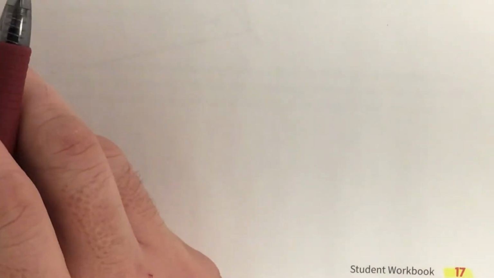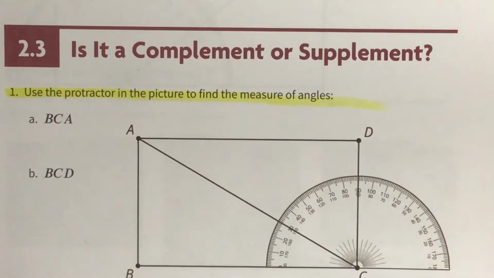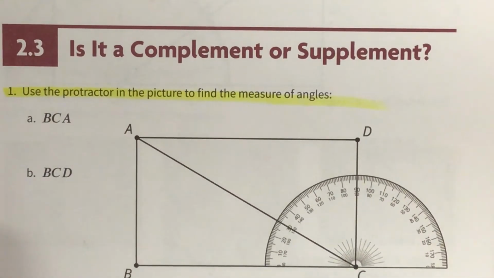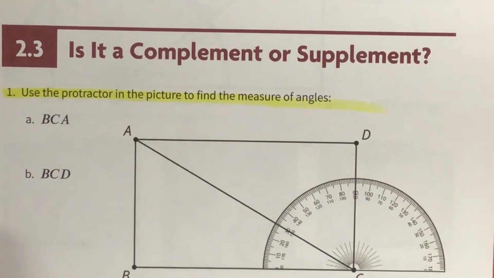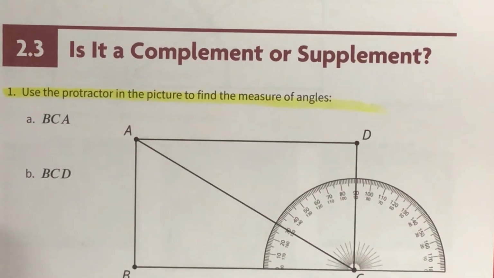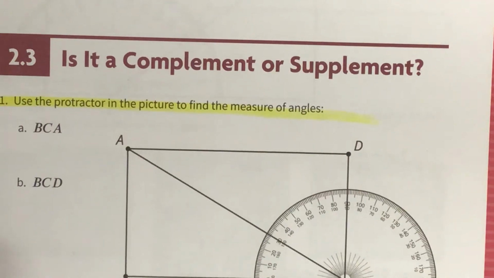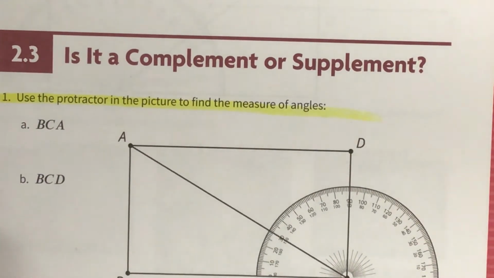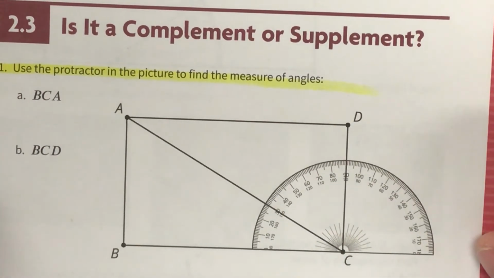All right, page 17 is where I'd like you now. 17. Nothing more. Use the protractor in the picture to find the following. And as Jared mentioned, there's a couple terms here coming up. Maybe you already know them, which is fine. BCA. So you're not measuring this again. It's on top of a protractor. How many degrees do you think BCA is?